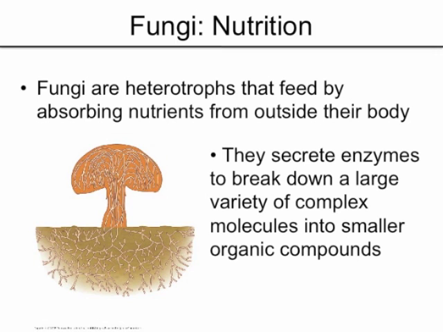They'll actually secrete enzymes outside of themselves to break down complex nutrients into more easily absorbed nutrients, and then they'll absorb those nutrients. So they actually do some of their initial digestion outside of their body. They'll actually secrete these enzymes. The food around them will break down, and then they'll absorb it again.